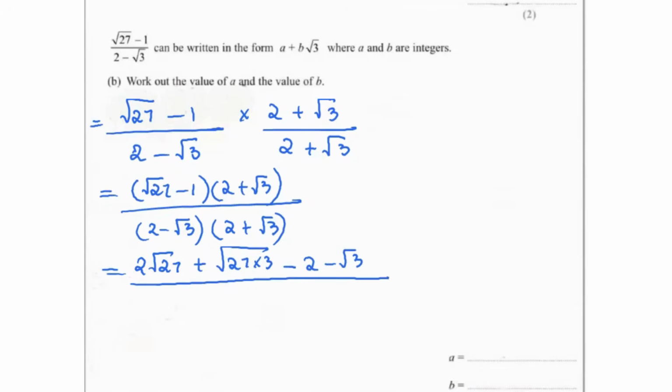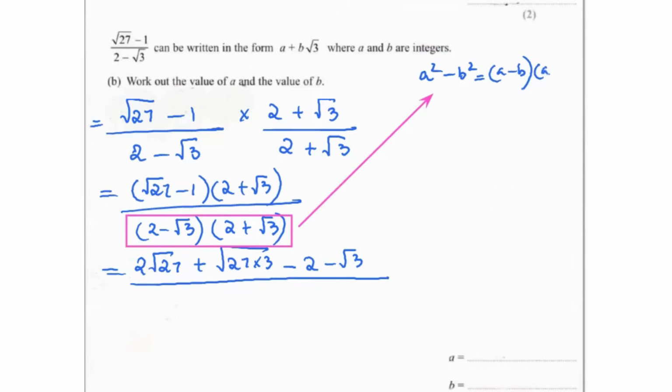Now for the denominator, this must remind you of difference of perfect squares. Difference of perfect squares was a squared minus b squared equals a minus b times a plus b. So over here, our a is 2 and b is root 3. So when we rewrite this, we can rewrite this as 2 squared minus root 3 squared. This is fixed. When you rationalize the denominator, when a fraction is similar to this one, you will always do this in the denominator. You will square the two terms and then subtract them.